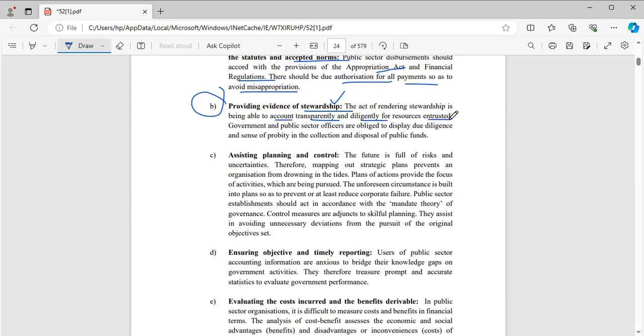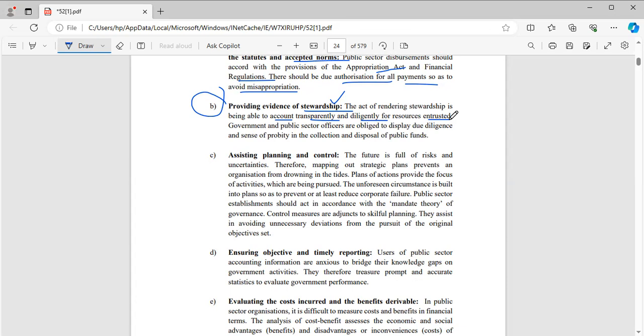So you have a boss, okay? Your boss has told you that this is your job. Whatever is happening here, ensure that you also give me feedback. All right? So the act of you giving feedback to your boss on everything that is happening within your position, within that company, within your department is what we mean by stewardship.